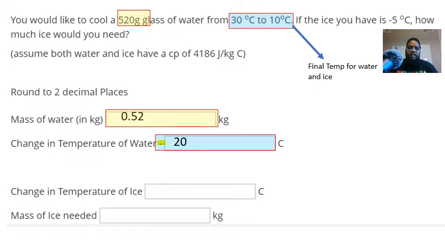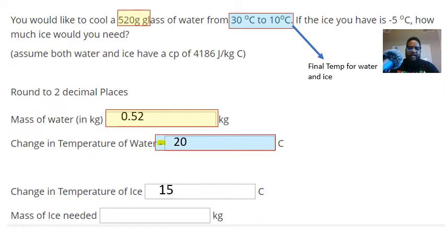Therefore, to get the change in temperature for the ice, I'm going to do final temperature 10 minus initial temperature -5. 10 minus -5 is just like saying 10 plus 5. And 10 plus 5 is 15. So that's how we got the change in temperature to be 15.